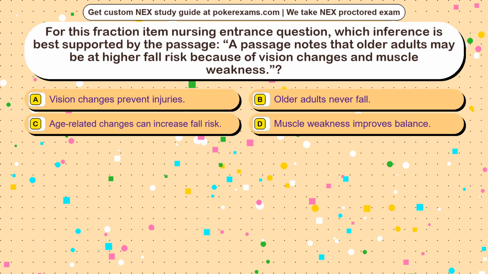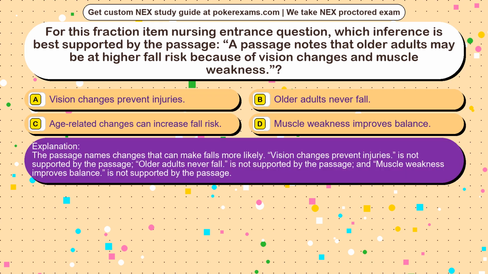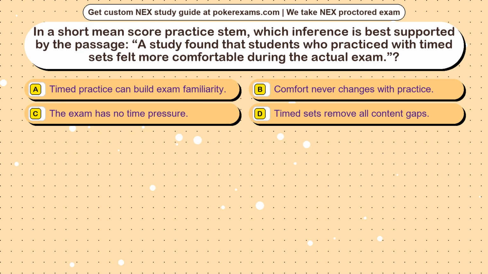The correct answer is option. The passage names changes that can make falls more likely. Vision changes prevent injuries is not supported by the passage. Older adults never fall is not supported by the passage, and muscle weakness improves balance is not supported by the passage.